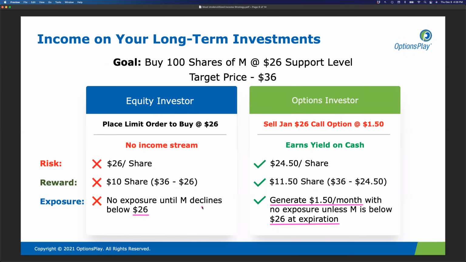With the short put, if the stock declines below $26 tomorrow, but by the time you get to expiration the stock is above 26, generally speaking that put option will not be exercised, meaning you will not own the stock. But what you will keep is the $1.50 in income. And we're going to show you the difference between the two in a second.